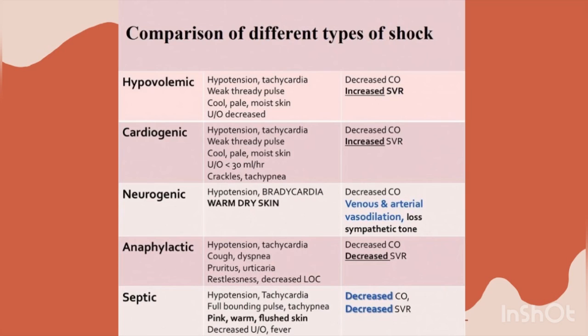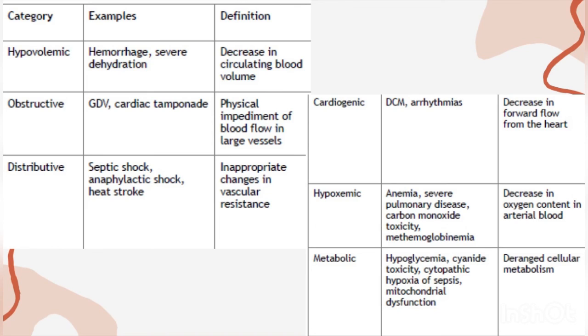So now I hope you understand the third row, which contains the decreased CO, increased SVR of the different types of shock. For our next table, we also have more detailed examples and definitions of the different types of shock so that you can understand it well, and it is also simplified.